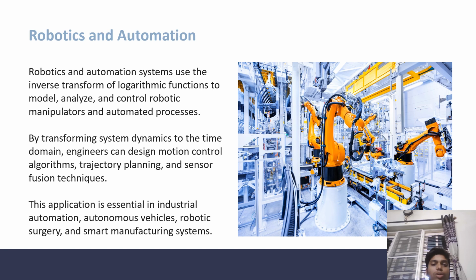Robotics and automation. Robotics and automation systems use the inverse transform of logarithmic functions to model, analyze, and control robotic manipulators and automated processes. By transforming system dynamics to the time domain, engineers can design motor control algorithms, trajectory planning, and sensor fusion techniques. This application is essential in industrial automation, autonomous vehicles, robotic surgery, and smart manufacturing systems.